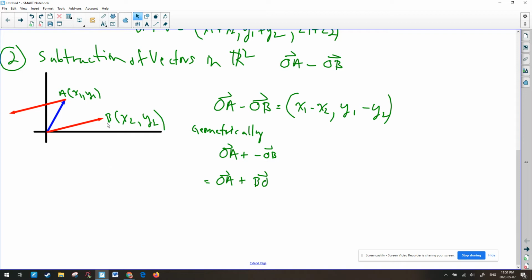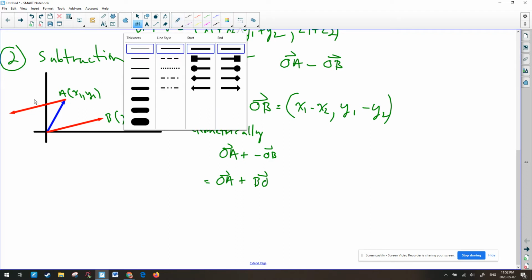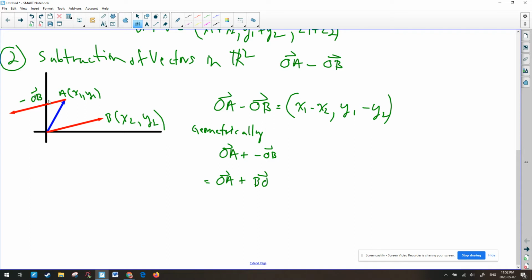So if I added that, that is what the result is going to be. And so the resultant vector here, I'm going to label this up here. So this is really negative OB, also known as BO. And so the resultant vector is this one. There is the resultant vector. Okay, so geometrically that shows off.